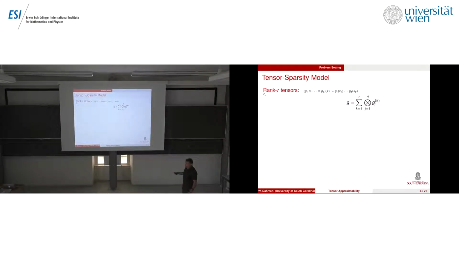Now, it is known since De Silva and Lim that these are unstable representations. They are not unique. You can have for one and the same function different representations in terms of a certain rank. And there are all sorts of pitfalls. For instance, it is well known that if you look at sequences of rank R functions, the limit may be rank R plus 1. So it's like the limit of diagonalizable matrices. It's not necessarily a diagonalizable matrix. So there's an unstable notion. First, we therefore consider tamed versions of this representation.